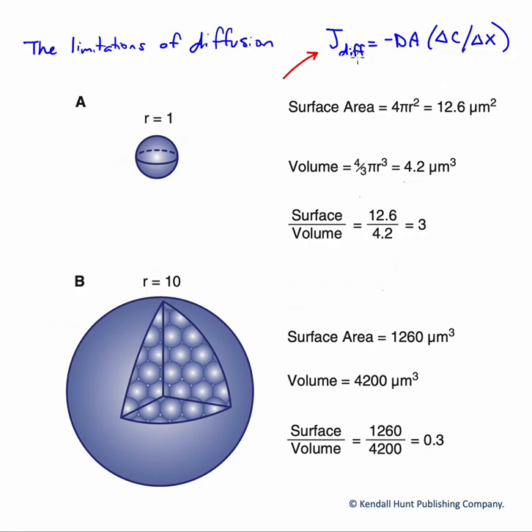This is the Fick equation. J diff, or the diffusive flux, the rate of diffusion, equals the diffusion coefficient times the surface area over which that diffusion is occurring times the concentration gradient, gradients drive diffusion, and is inversely proportional to, on the bottom of the fraction here, the distance over which that diffusion is occurring.